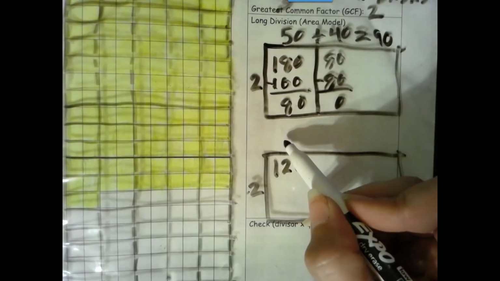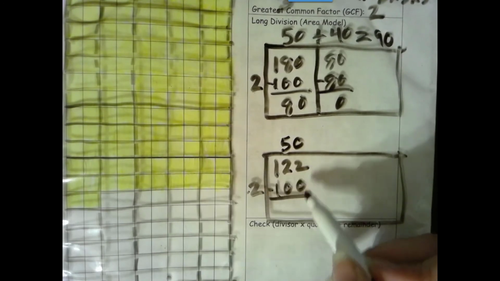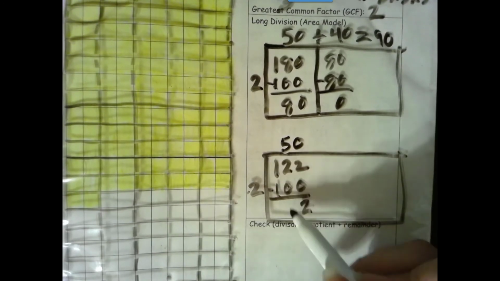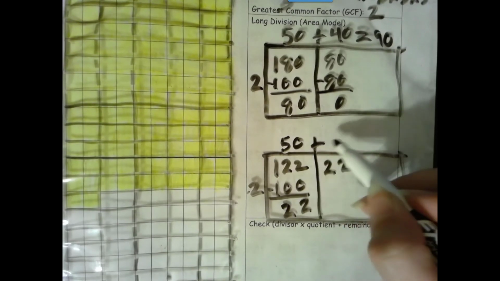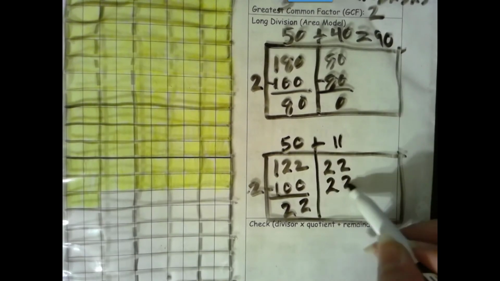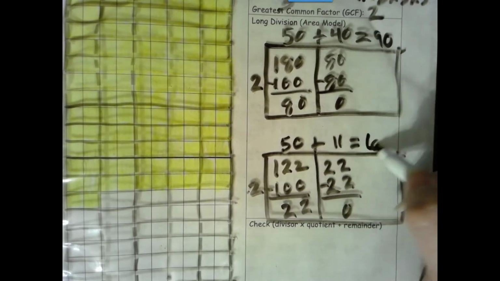Here, 2 times 50 is 100. More on top, no need to stop. Numbers the same, zeros the game. 11 times 2 is 22. Numbers the same, zeros the game. 50 plus 11 is 61.